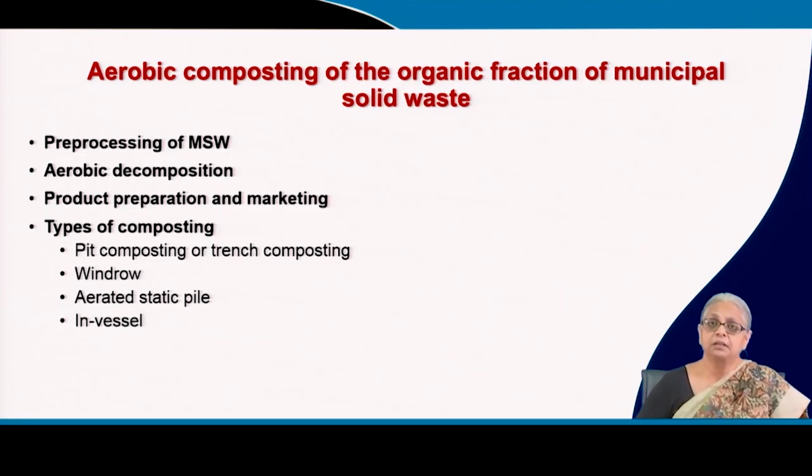What is required in aerobic composting? Composting is an aerobic biodegradation process. The first most important thing is you need to separate the organic fraction of municipal solid waste from the remaining part of the waste. Then that organic material can be decomposed under aerobic conditions. The only thing you need to do for maintaining aerobic conditions is to provide some turning, and if you want to pass air through the pile, that is also possible. People have tried it.